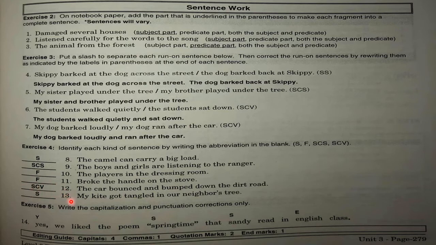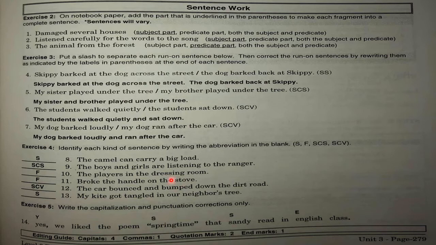13. My kite got tangled in our neighbor's tree. My kite got tangled in our neighbor's tree. So this is a normal completed sentence, which is a simple sentence. So you're going to write capital S in the blank. Okay? I think this is very easy, okay?